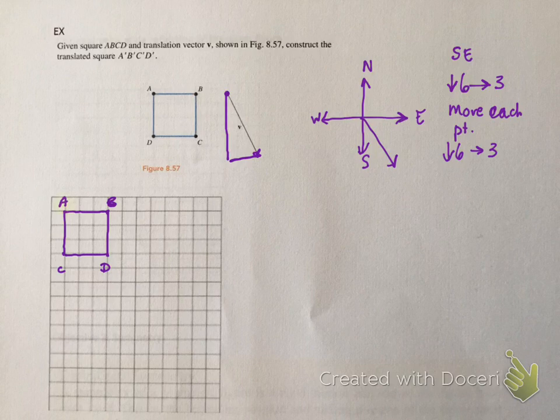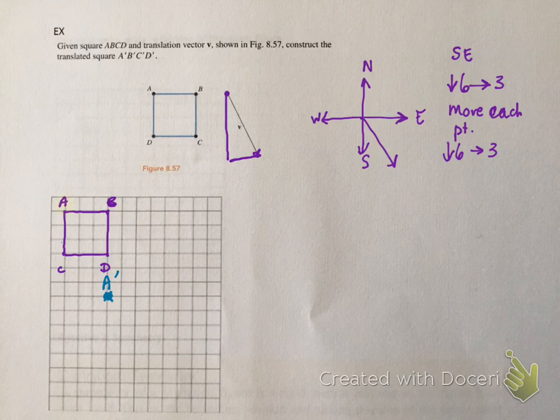So what I'm going to do is go down 6 units. 1, 2, 3, 4, 5, 6. I'm right here. I'm just going to make a little X to show you where I'm at. That's down 6 units. And then I'm going to go over to the right 3. 1, 2, 3. And I'm going to put a new X here. So this X is 6 units down and 3 over to the right. I'm going to go ahead and label that as point A prime.